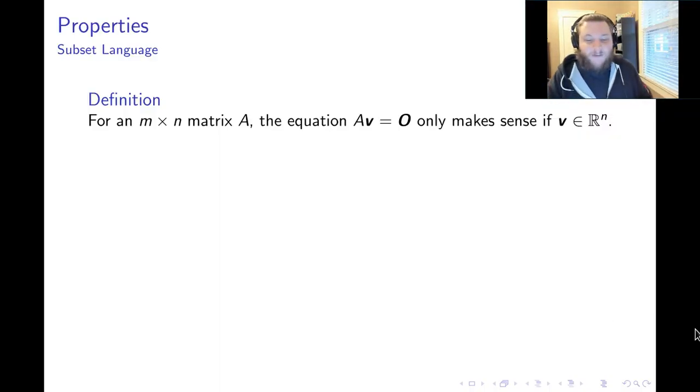So we've established the definition of the null space of a matrix. If our matrix has n columns, the null space consists of all vectors with n coordinates that satisfy the equation A times v equals the zero vector. So keep in mind, it only makes sense for a vector to live in the null space if the vector has the right number of coordinates.